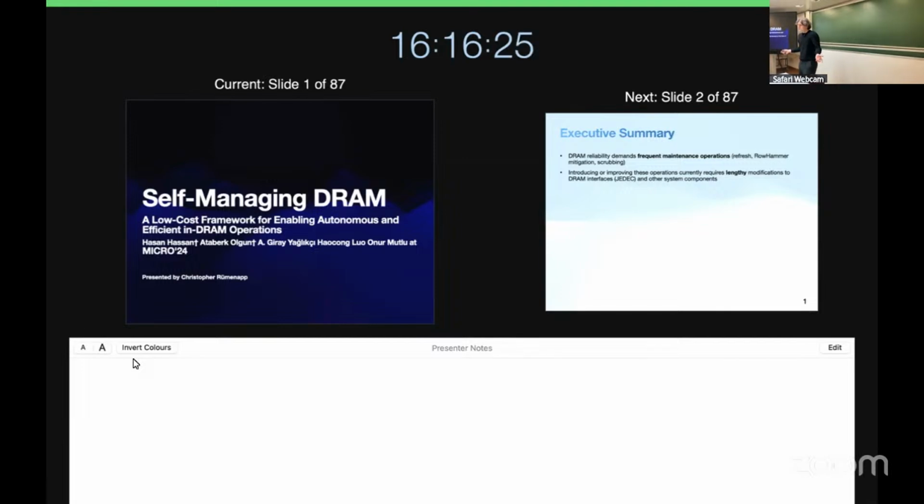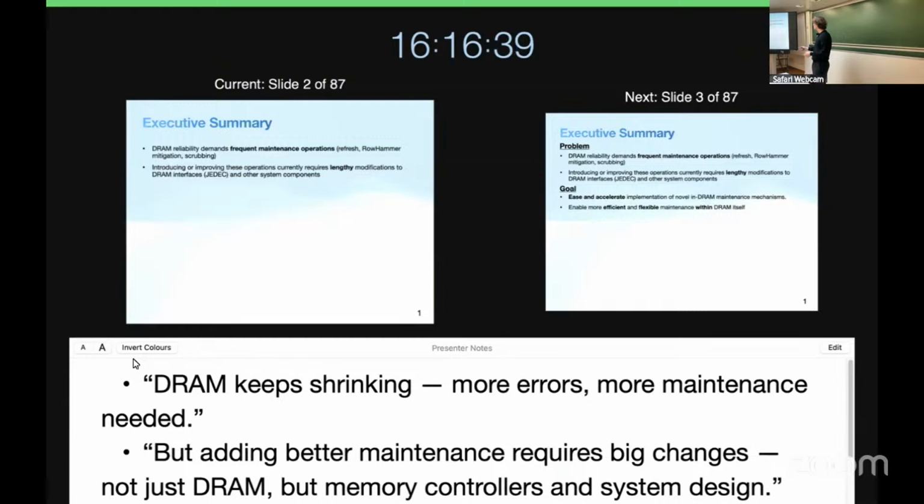Hello, I'm Christopher, and I'll be presenting Self-Managing DRAM, a low-cost framework for enabling autonomous and efficient in-DRAM operations. It was presented at MICRO 24. Now I'll start off with an executive summary.